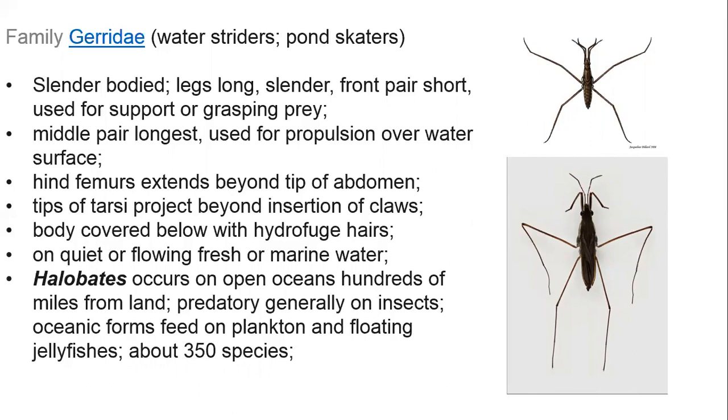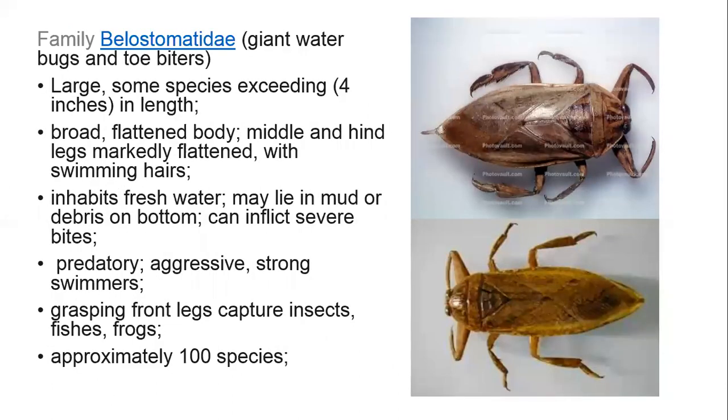Tarsi two segmented and clothed with fine hairs which do not wet and thus enable the insect to move about on the water surfaces. There is Gerris, and Halobates occurs in open oceans hundreds of miles from the land, predatory generally on insects. Oceanic forms feed on plankton and floating jellyfishes. About 350 species are present almost in all the geographical regions of the world.